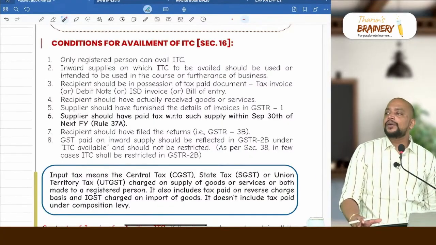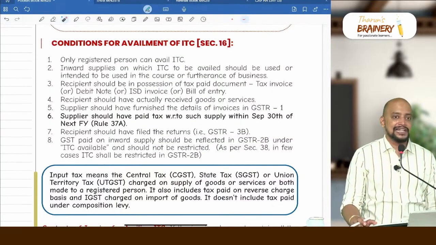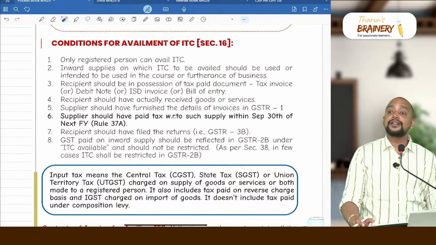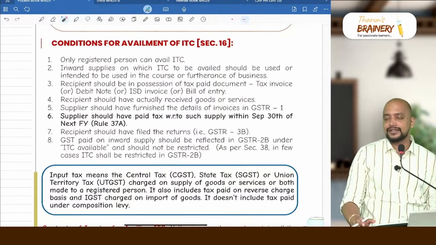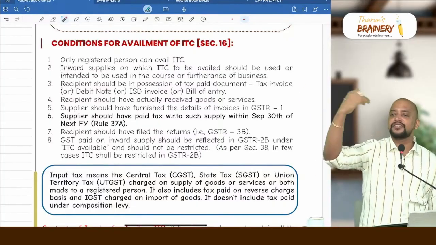Condition number 1, only a registered person can avail ITC. Of course, an unregistered person cannot avail ITC. Condition number 2, the inward supply should be used or intended to be used in the course or furtherance of business. Used means used for existing business. Intended means something which we are going to use in future, but we purchase it now.